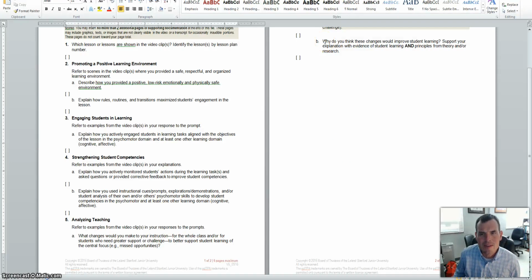Part B, why do you think these changes would improve student learning? Support your explanation with evidence of student learning and principles from theory and or research. So here is where we see an example of where we can use theory or research to support our responses. For example, if you highlight something that you believe would support student learning, has there been research done on that? Has research shown that approach to be effective? If so, use that research to support it.